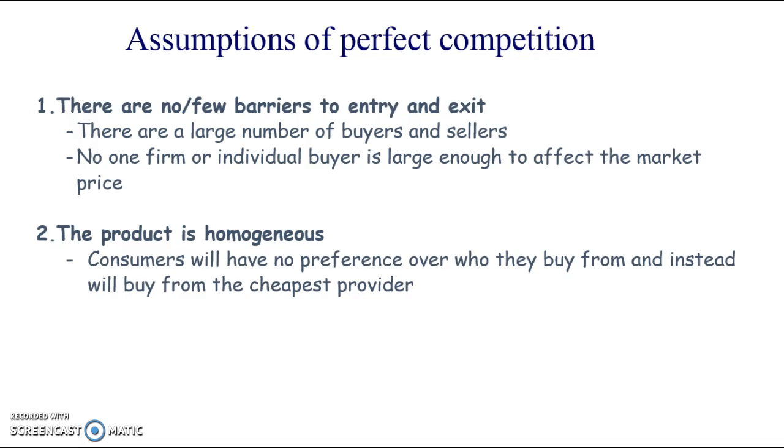The product that they're selling is homogeneous, so there's lots of sellers of this product and they're all selling an identical product to each other. So consumers really don't have any preference over who to buy from, and they're just going to go and get the cheapest product because they're all identical. The only thing that's going to differ possibly is price.